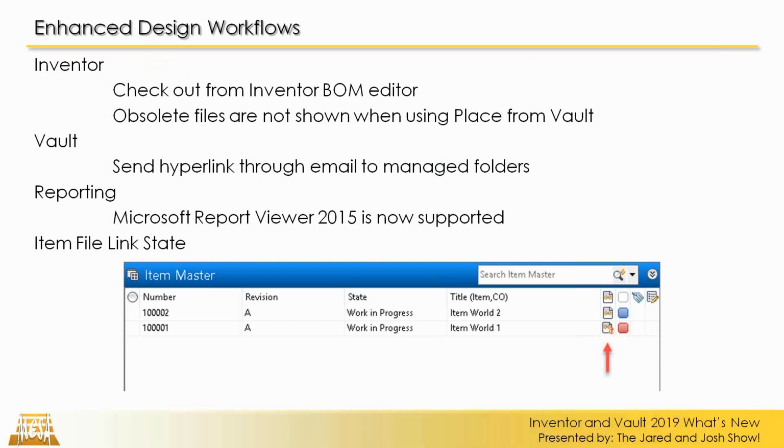A couple design and workflow enhancements we have here. So inside of Inventor, we have a checkout. You can check files directly out from your Inventor bill of material editor. So that's pretty nice. If you need to update something directly from within Inventor, you're in your BOM, you can do that quick checkout. You can obsolete files now when using a place from Vault, so you couldn't see those obsoleted files. Inside of Vault, you can directly send a hyperlink through email if you have email set up within your Vault to manage those folders a little bit better.